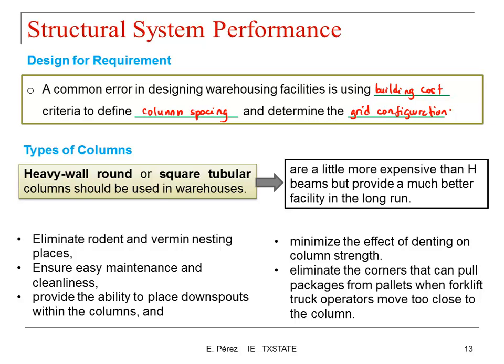Here are some of the reasons why. Eliminate rodent and vermin nesting places, ensure easy maintenance and cleanness so you don't have stuff accumulated inside the columns, provide the ability to place downspouts within the columns, and minimize the effects of denting on column strength. Eliminate the corners that can pull packages from the pallets when work trucks are moving throughout the facility. So one more time, here's not where you want to save money. You want to make sure that you're using the right type of column, specifically if you're designing a warehouse.